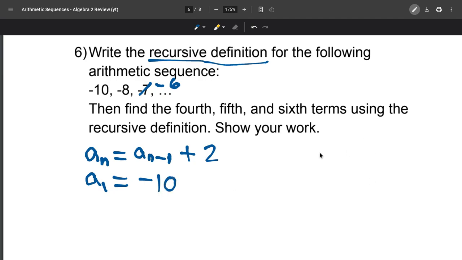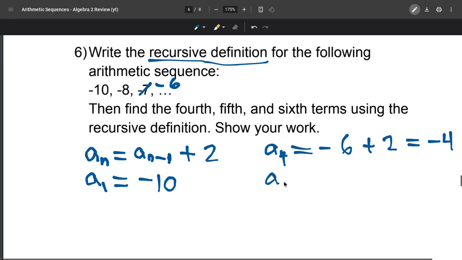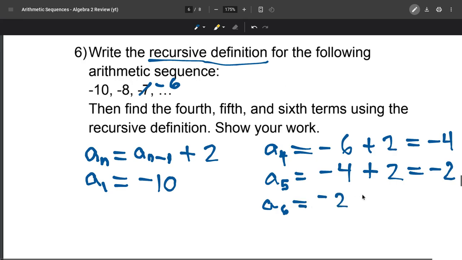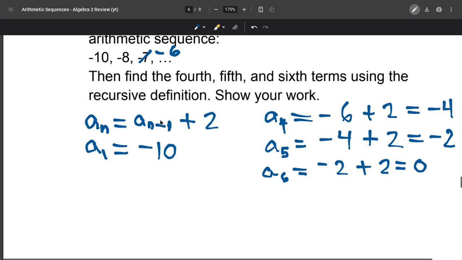Okay. And then let's find the fourth term. So we'll start with a sub 4. That's going to equal the third term, which is negative 6 plus 2. That's going to equal negative 4. A sub 5 is going to equal the fourth term, so negative 4 plus 2. That's going to equal negative 2. A sub 6 is going to equal the fifth term, negative 2 plus 2, which is going to be 0. Okay, so there we go. All right, let's try problem 7.